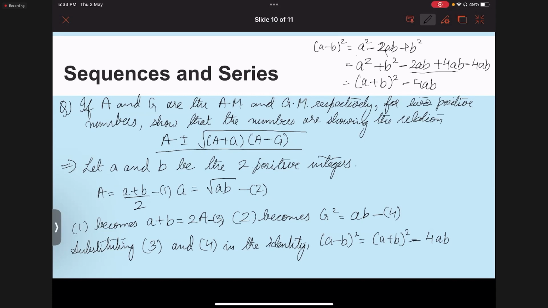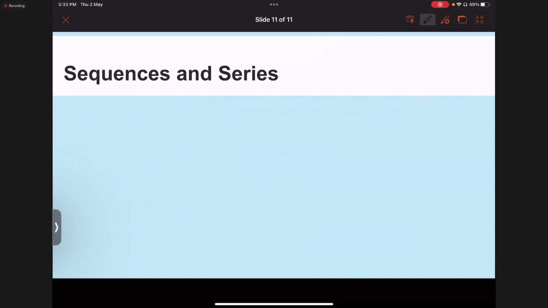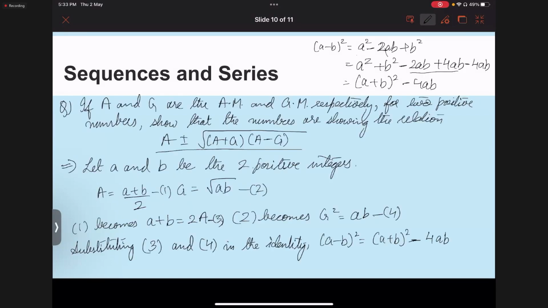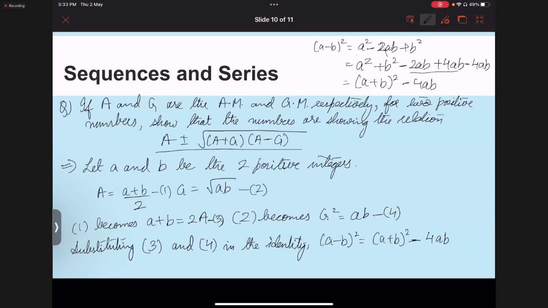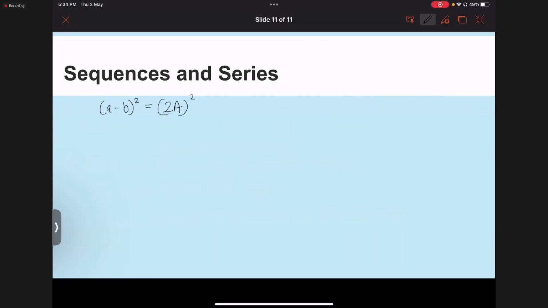Okay, so this then becomes your (a − b) whole squared, which can now be written as (a + b) whole squared, so (2a) whole squared, minus 4ab, so that is minus 4 into g squared. So this will be minus 4g squared.